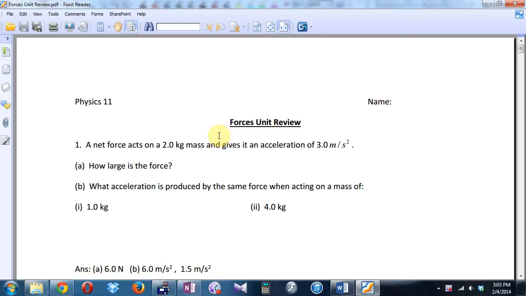Questions from the review. Any questions from the review? Any questions from the homework? Any questions from anything but focusing or primarily talking about the unit review? Any of these that you want me to go over?